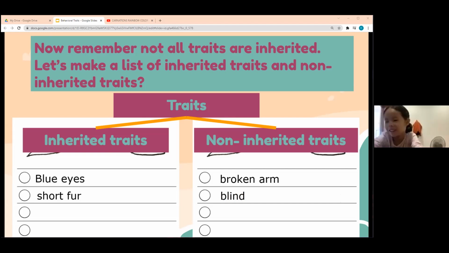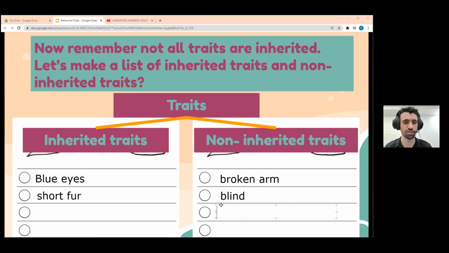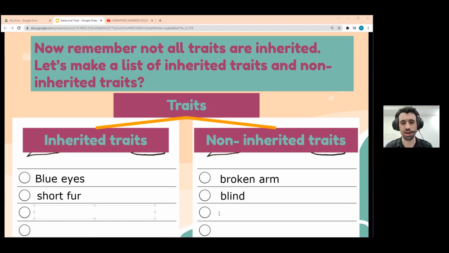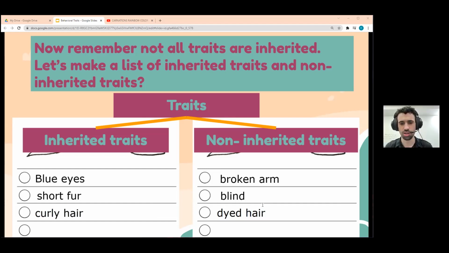Emma, would you like to give an example of an inherited trait? Okay, give us one for each. Inherited trait first. Inherited trait is curly hair. Curly hair. Okay. And what's a non-inherited trait? Dyed hair. Okay, so we have curly hair and dyed hair. Very good. And they're both with hair.